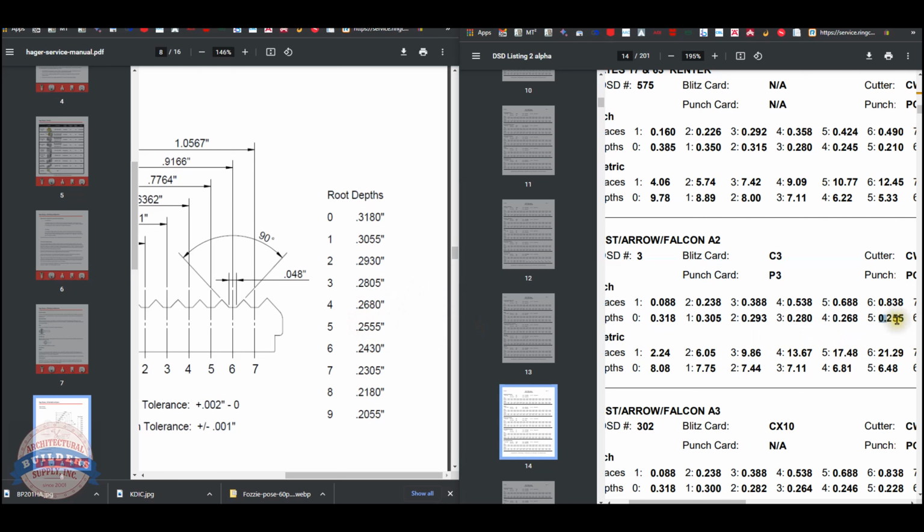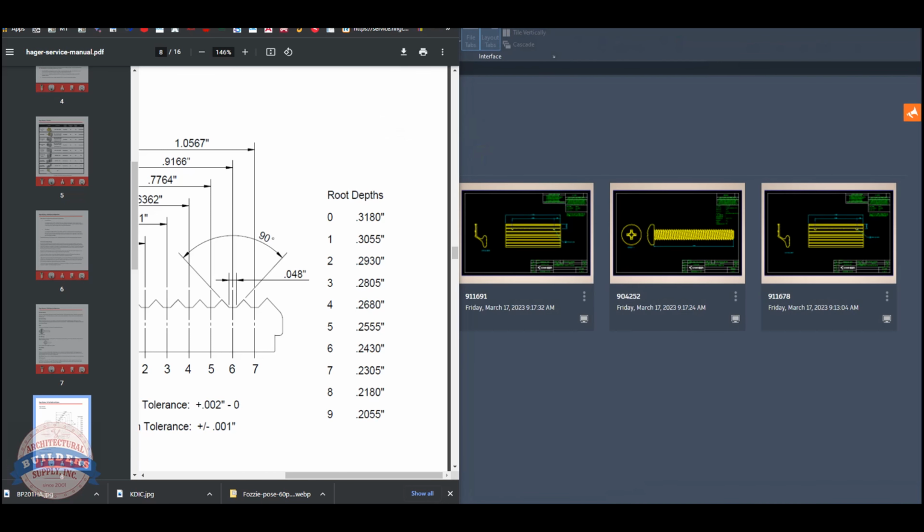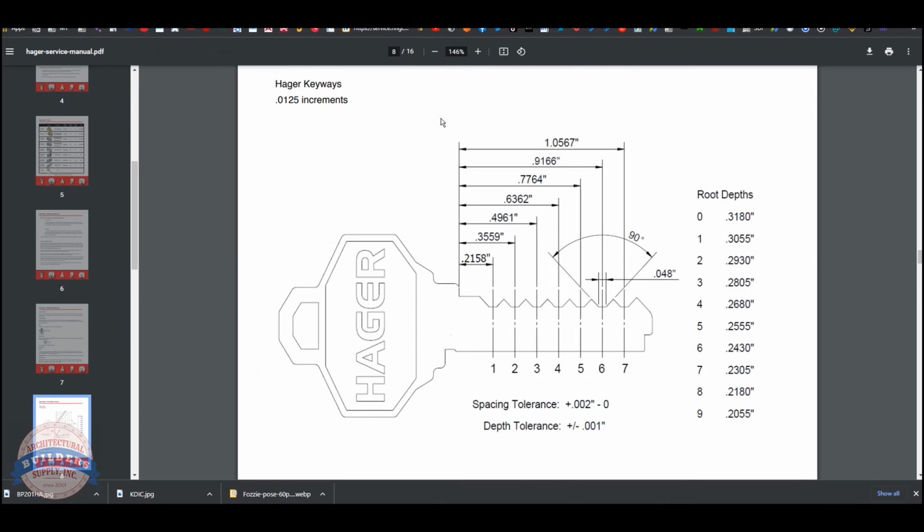A 5 is 0.255. So that's how we know that the kits are compatible. Therefore, that's how we know that the key gauge from a Best A2 system is going to work. Could someone have determined that without prior knowledge of studying the Hager manual?